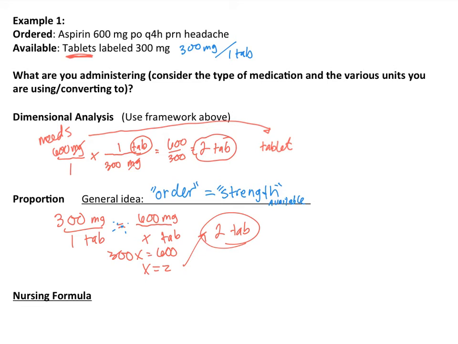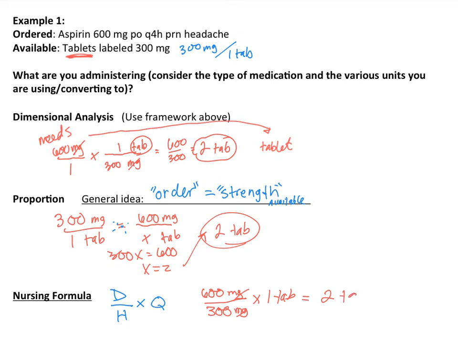Finally, the nursing formula. The nursing formula that students typically memorize is desired over what we have available to us, times the quantity that it is available in. In this case, the desire is really what you want the patient to receive. I want the patient to receive 600 milligrams. What I have available is not 600 milligrams. I don't have 600 milligram tablets. I have 300 milligram tablets, and that 300 is contained in one tablet. So you get 600 divided by 300, times 1, which is 2.